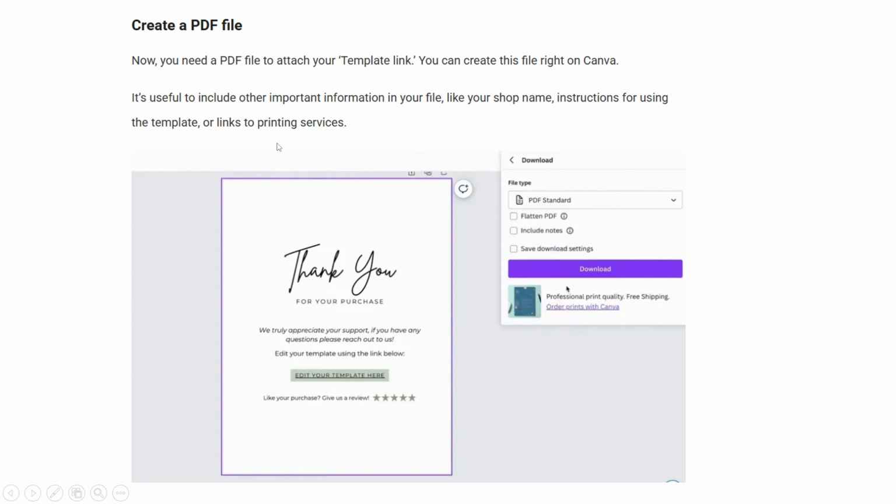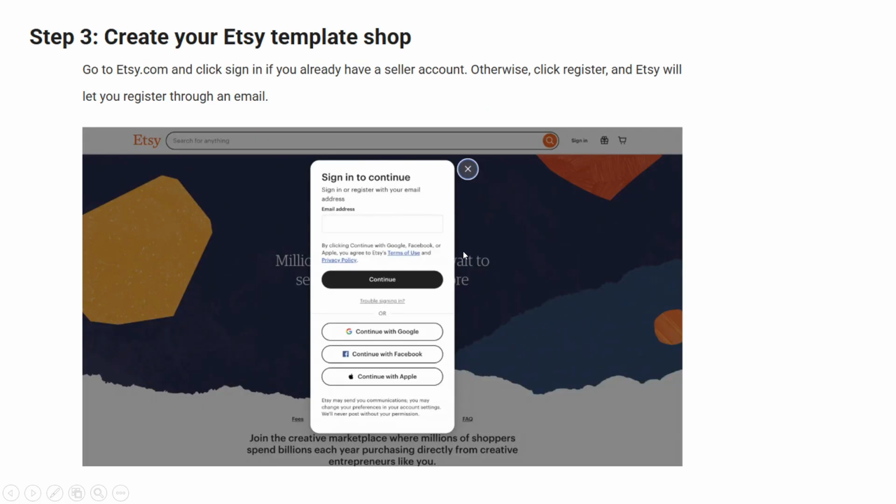Speaking of which, collecting reviews and building social proof is invaluable. Encouraging satisfied customers to leave feedback not only boosts your credibility, but also entices future buyers when they see that others have had positive experiences with your products. Finally, never stop updating and innovating your templates. Keep a pulse on emerging trends and regularly refresh your inventory to keep it exciting and appealing.